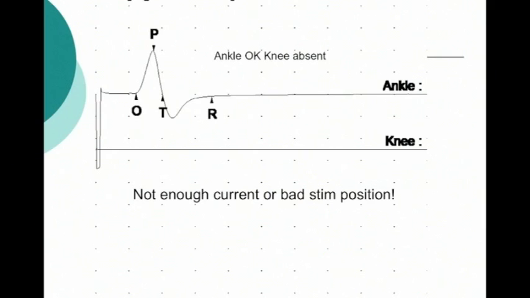So at that point, what I would do is move the stimulator first, just move it around on the knee until I start getting a response. And once I get a response, even small, I start increasing the current. So not enough current or a bad stim position will give you this sort of an artifactually absent response at the knee.